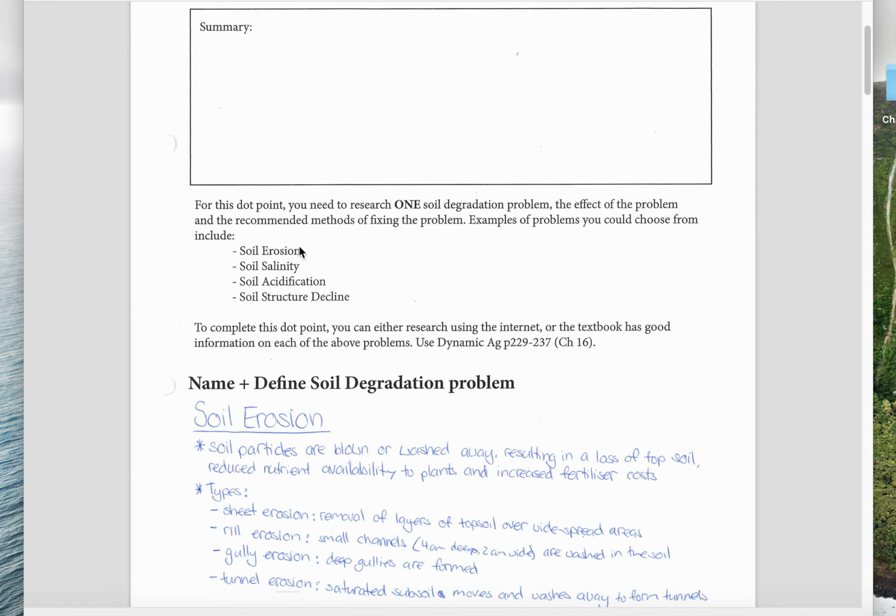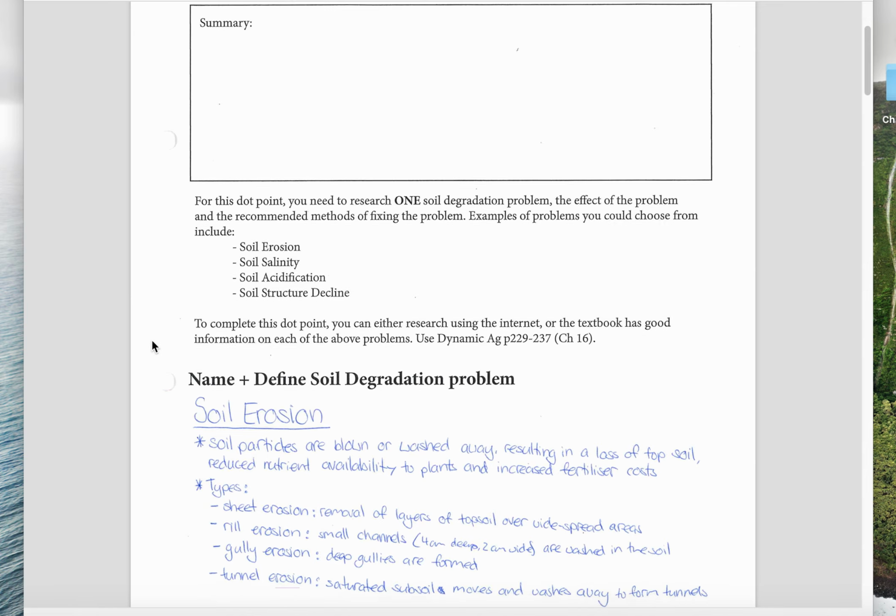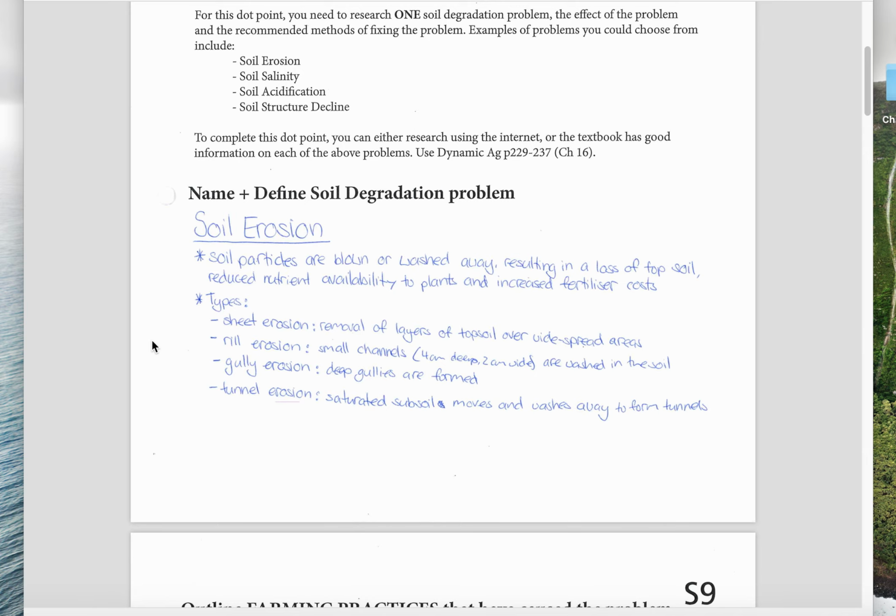Now, I'm guessing most people have done erosion or salinity. For this one, I've chosen erosion, and thanks to Ruby for letting me use her sheet here. So let's firstly name and define the soil degradation problem. Erosion is when soil particles are either blown or washed away, obviously via wind or water, resulting in the loss of topsoil, reduced nutrient availability to plants, and increased fertilizer costs.